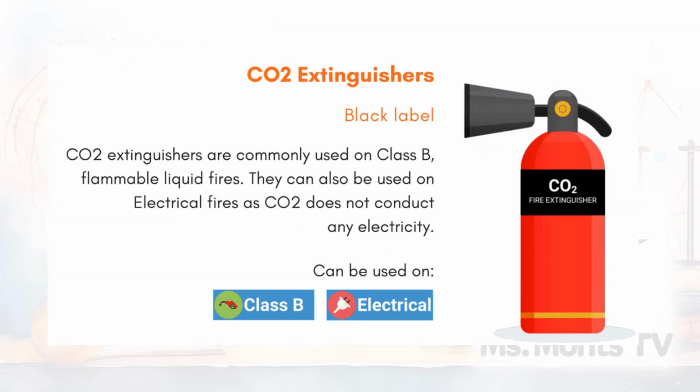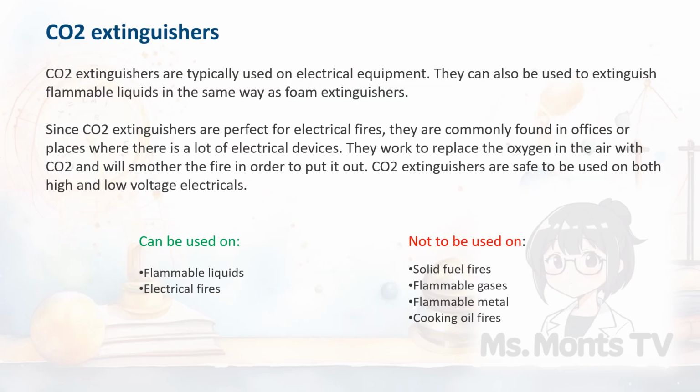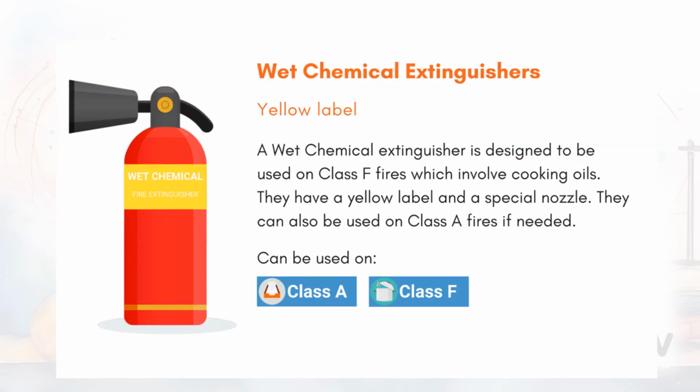We have carbon dioxide extinguishers with a black label. It can be used on Class B and electrical. We have wet chemical extinguishers with a yellow label. A wet chemical extinguisher is designed to be used on Class F fires, which involve cooking oils. They have a yellow label and a specialized nozzle. They can also be used on Class A.